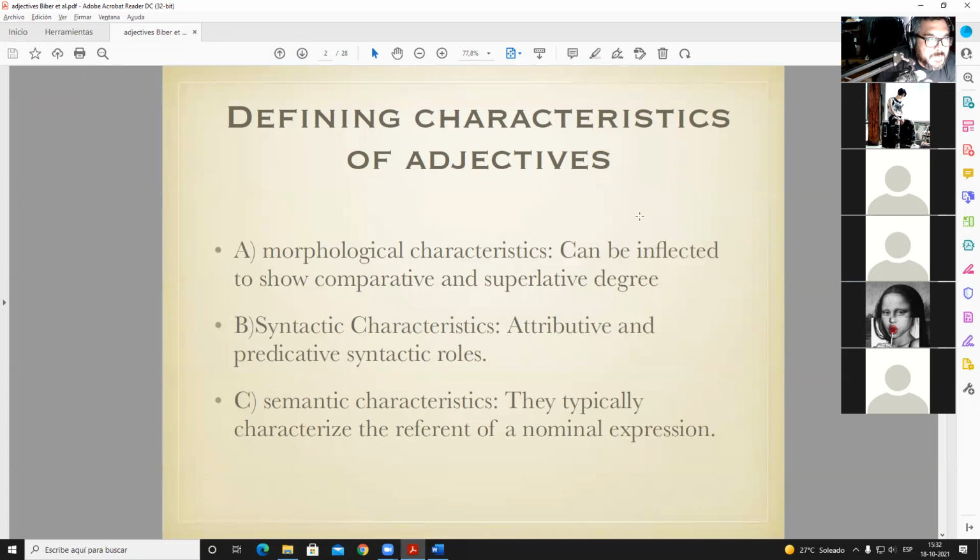Okay, defining characteristics of adjectives. Oh, esto está más ordenado. A, morphological characteristics. Adjectives can be inflected to show comparative and superlative degree. Lo sabemos. Syntactic characteristics. They can be attributive and predicative. Lo sabemos. Semantic characteristics. They typically characterize the referent of a nominal expression, al referente o al head de una nominal expression, de una cosa que pareciera ser una noun phrase.